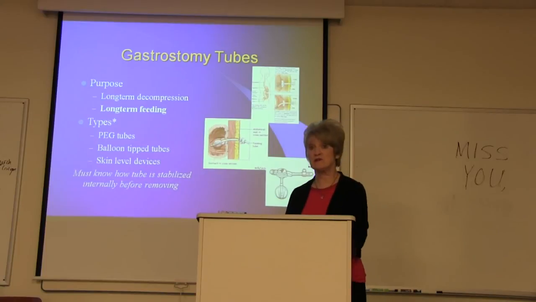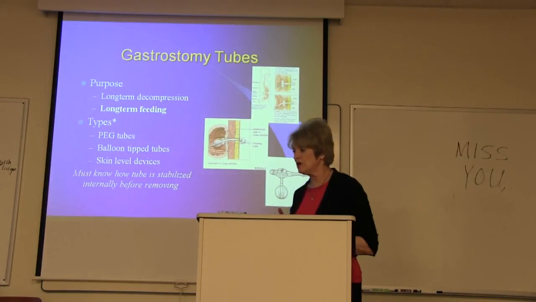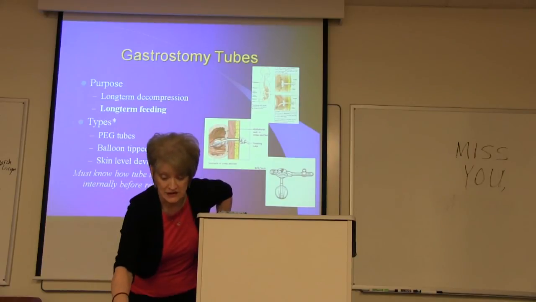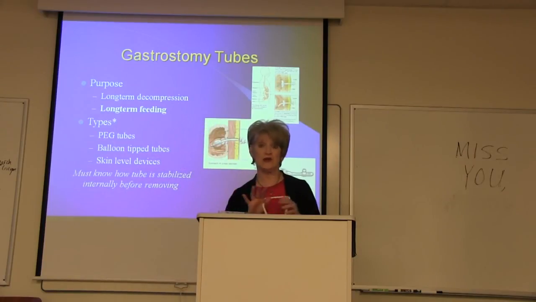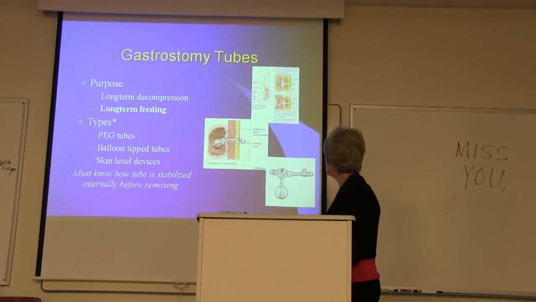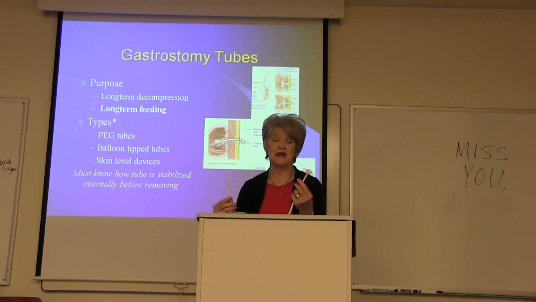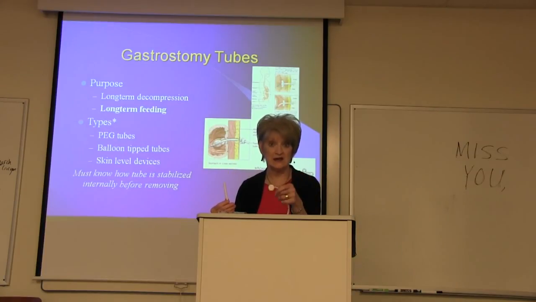Okay, so we're going to spend most of our time talking about gastrostomy tubes, and of course you know why gastrostomy tubes are placed: either to provide long-term decompression or long-term feeding. Now in terms of the types, I wanted to go over the types of tubes that are commonly used. They basically fall into three categories: your PEG tubes, your balloon tip tubes, or your skin level devices. When you look at this slide, on top you see an illustration of a PEG tube. PEG stands for percutaneous endoscopic gastrostomy tube placement.